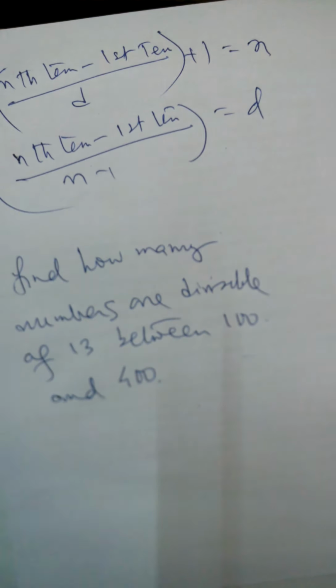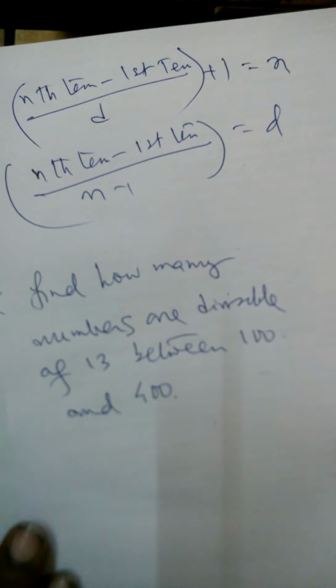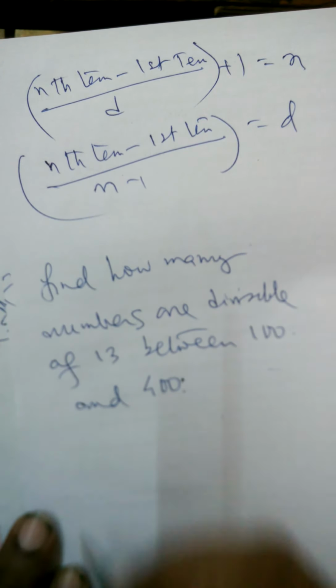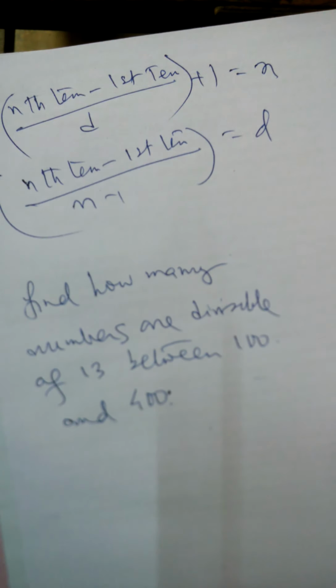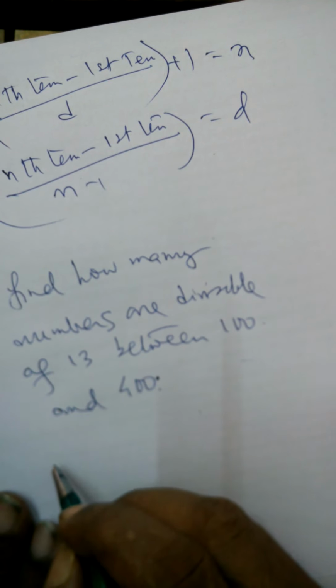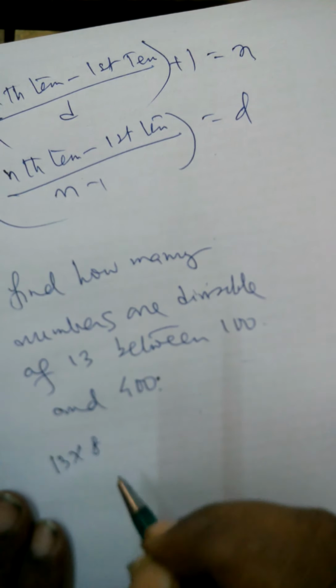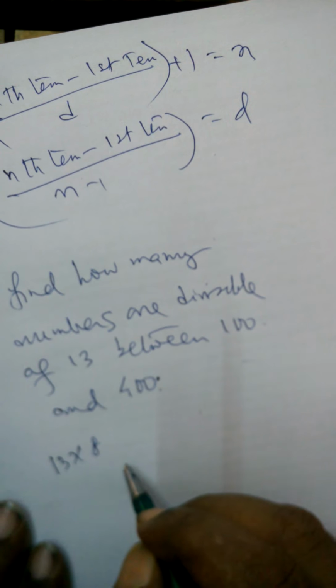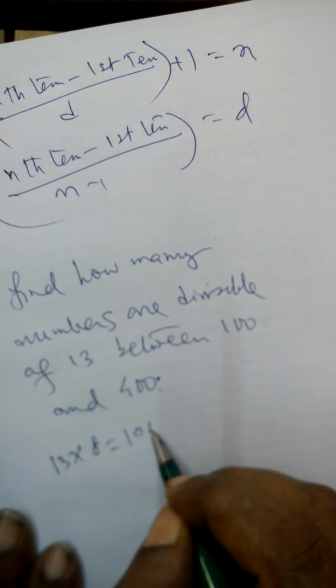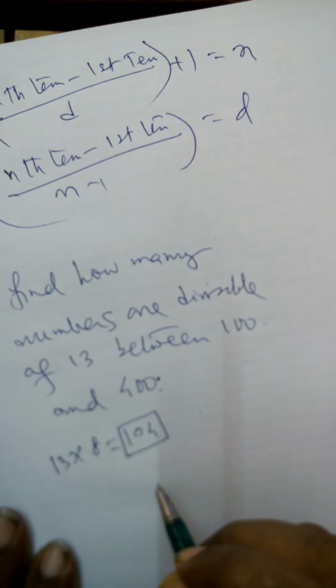Now it will take some time to calculate, but we can do one thing. You take your calculator. First you divide 100 by 13. You will get 7 point something. We don't take 7 point, whenever it is point, take the next figure, that is 8. So your first number after 100 which is divisible by 13 will be 13 into 8. How do you get 8? 13 into 7 is 91, using calculator, and the next number, 13 into 8, is 104. So you will start from 104.